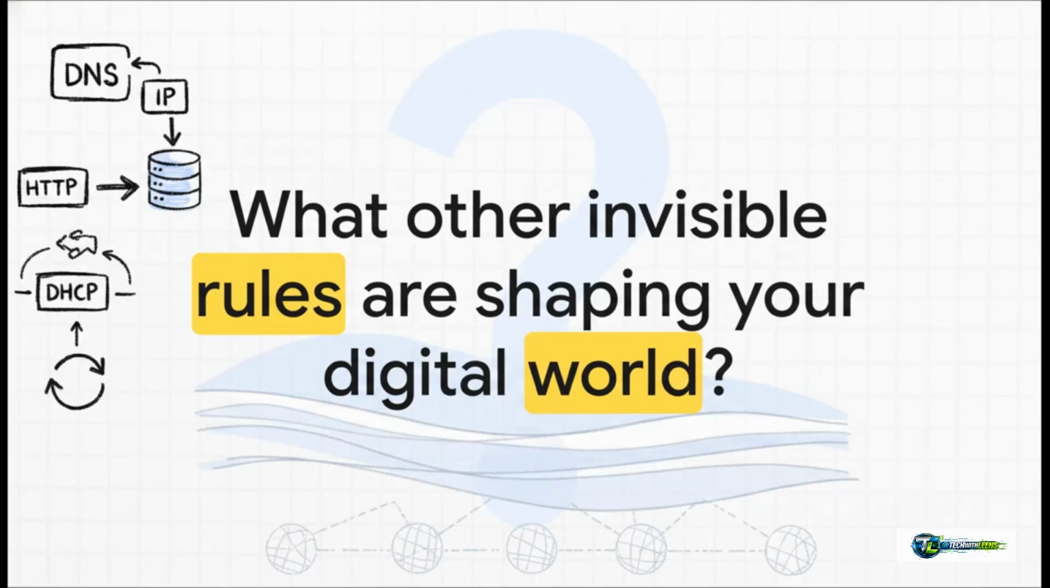So, from a DNS lookup to an HTTP request to that initial DHCP handshake, the application layer is this constant, invisible dance of protocols that makes the internet work for us. But this is just the top layer. So the question to leave you with is, what other invisible rules and deeper layers are shaping your digital world right at this very moment?